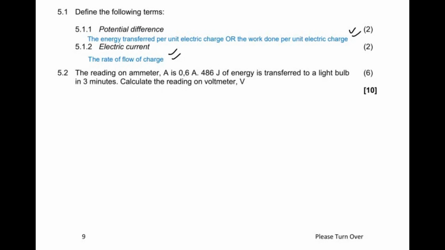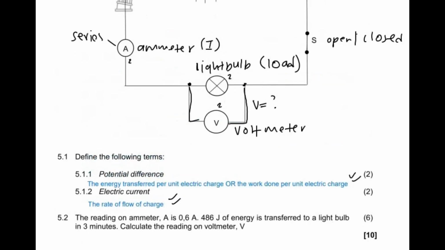4.86. So before I move ahead of myself, if the current through that ammeter is 0.6, so I equals 0.6 amperes, it means also, because it's connected in series to this light bulb, the current through that light bulb is also going to be 0.6. So we now know the current through the light bulb.